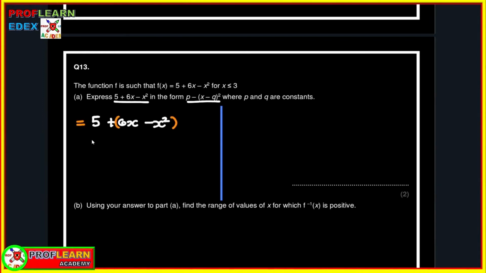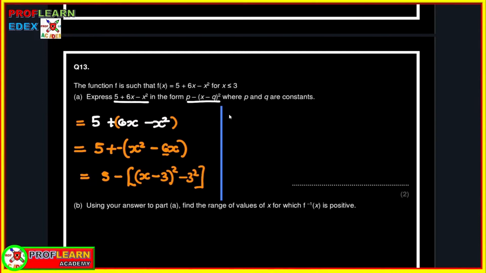So we factor out what? We are going to factor out negative 1 so that we remain with that. Now, whatever we have in the bracket, we are going to complete the square of that. To complete the square, remember we take x here minus half of 6. Half of 6 is 3, right? That's going to be squared, then minus the square of 3.